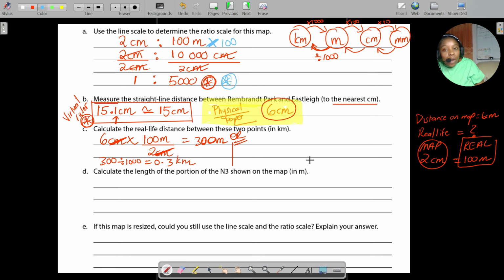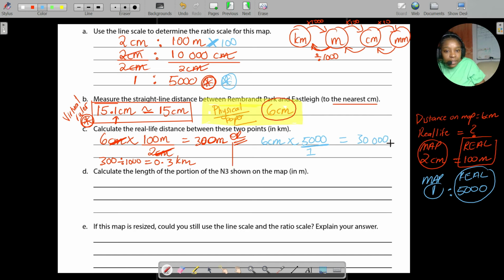Or maybe let's say, for example, you just wanted to use this line scale that we've created, that 1 is to 5,000. So what does that mean? Remember, 1 on the map is equal to 5,000 in real life. So same thing here. You're just going to take the 6 centimeters, multiply by what you want. We want the real, so you're going to multiply by 5,000, divided by the other value, which is 1. So if you take 6 multiplied by 5,000, what are you getting?